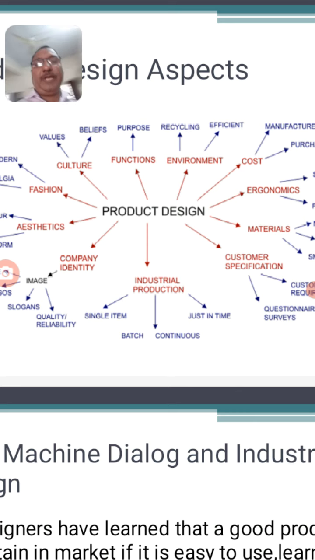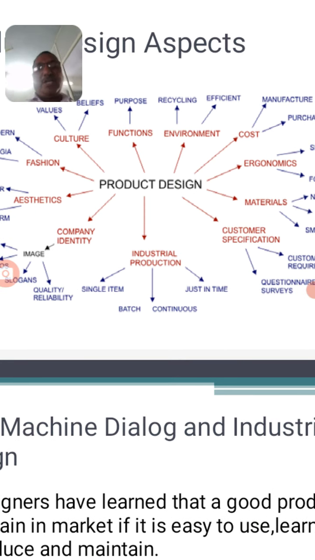Next aspect will be industrial production. Industrial production, single atom, just in time, or batch wise or continuous production it may be, that aspect should be considered under the product design.